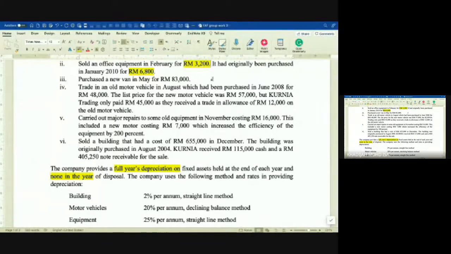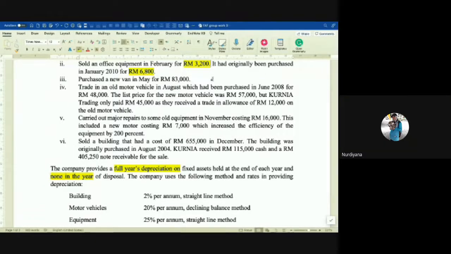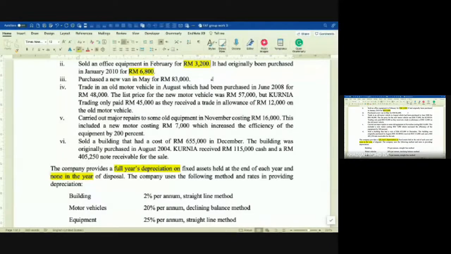The cost is also 6,800. You sold the equipment for 3,200, so you have a debit of 3,200. It's cash, because you sold the asset, so you debit your cash. On the debit side you have 6,800 plus 3,200. On the credit side, you have 6,800.